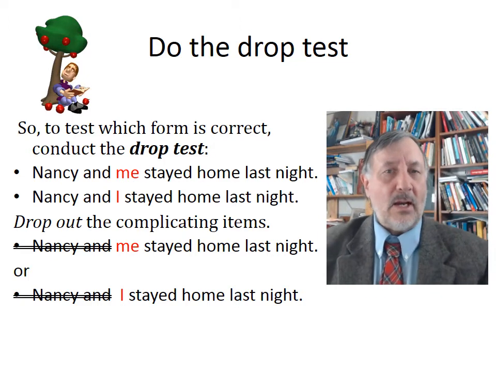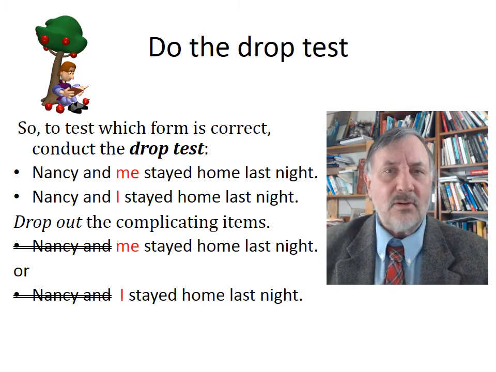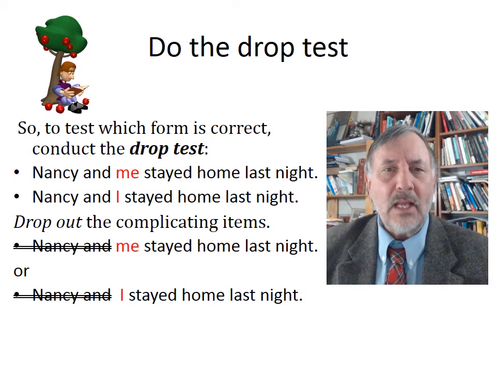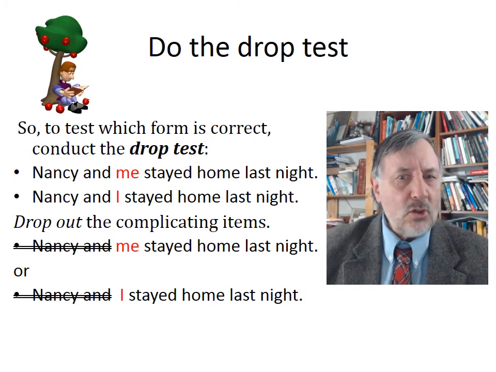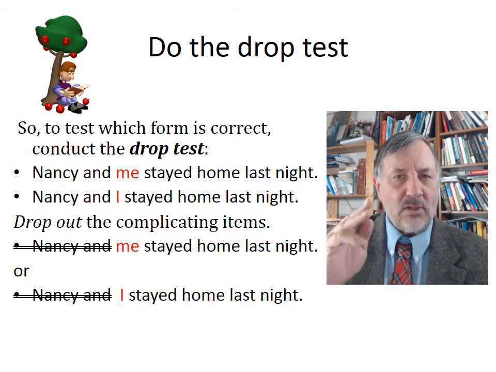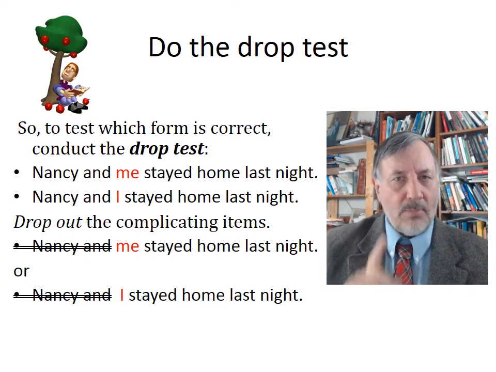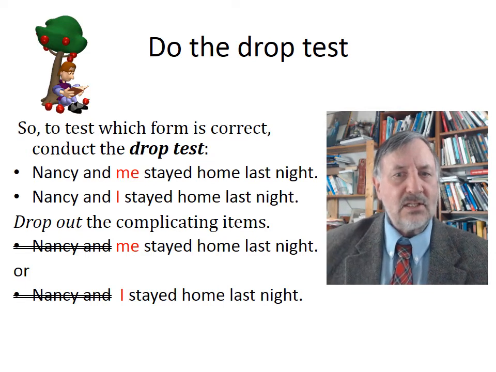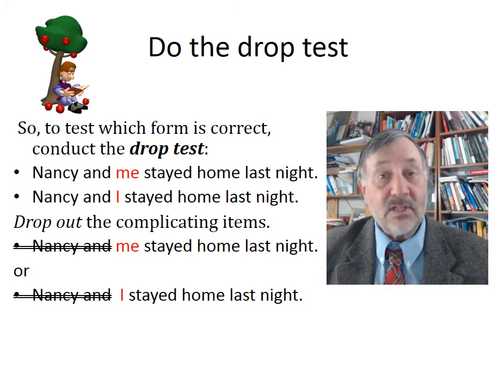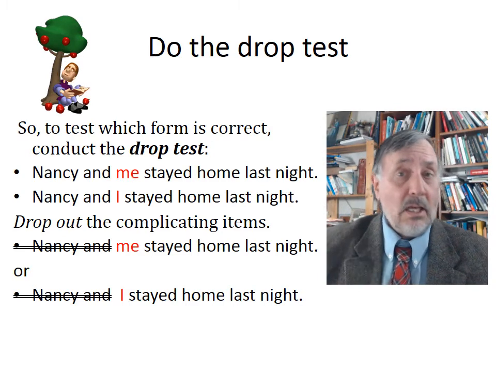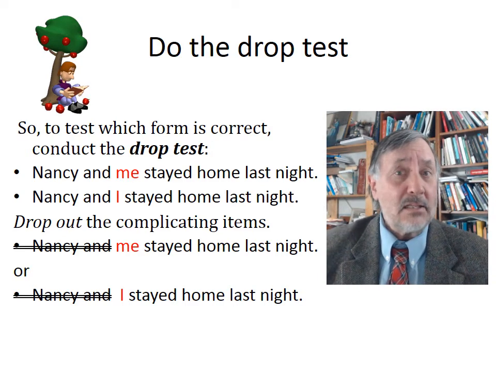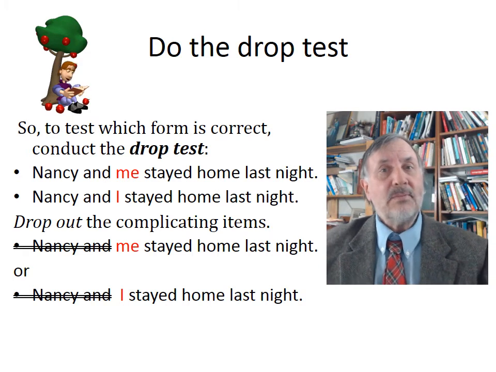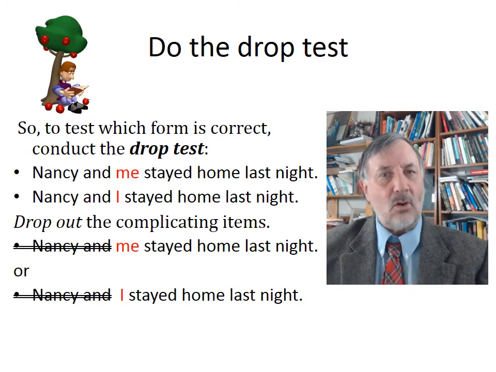Nancy is correct no matter what. Nouns don't change, whether they're in the subjective or objective form. But pronouns do. As we drop out Nancy, we can now compare the two sample sentences: "Me stayed home last night" or "I stayed home last night." I hope that you'll hear now that "I stayed home last night" is the correct form. And hence, it would be "Nancy and I stayed home last night."